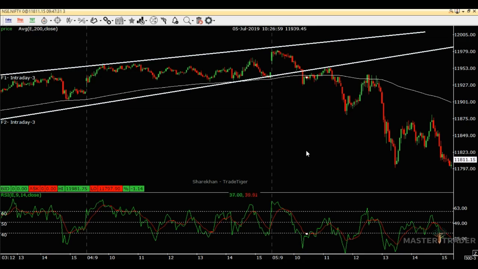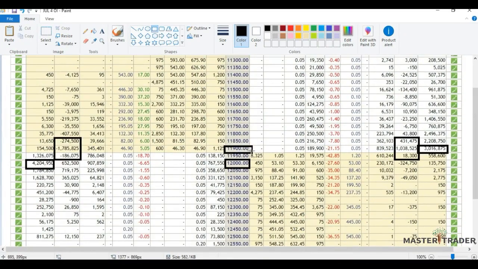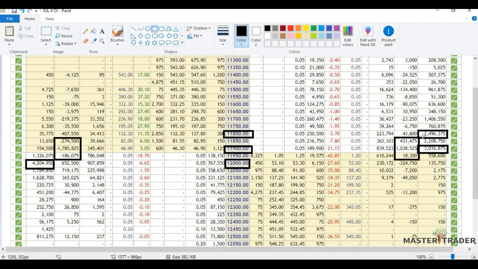Okay, so when that happens, right, that was our boundary. 11,900 was our boundary. So if that boundary is getting breached, we need to go and look at the next support level. So where was the next major writing happening? Right here, 11,800 level. Okay, and now if we had looked at the intraday data on this particular day, we would have seen that 11,800, the highest OI was at 11,800. Okay, so that would have been a great support level.